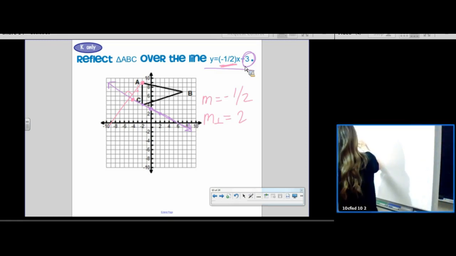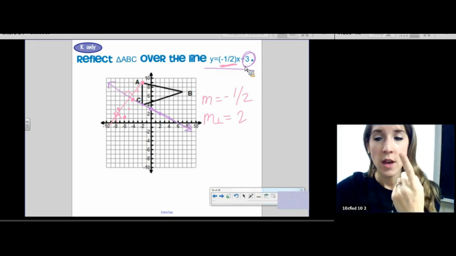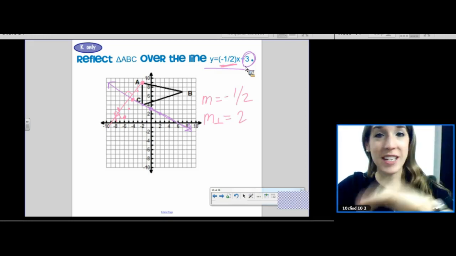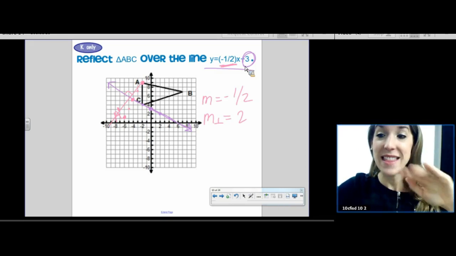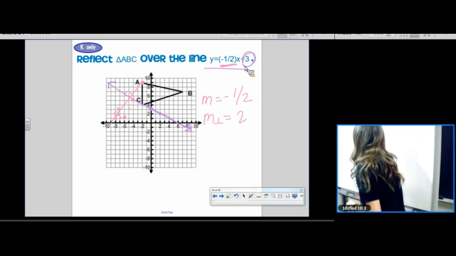Down 2 over 1. Down 2 over 1. And I eyeballed that line really incorrectly. This is A prime right here. So what did we do? We found the slope. We found out how many slopes it took to get to our line of reflection, and we did that many slopes again. Okay? Super technical here.